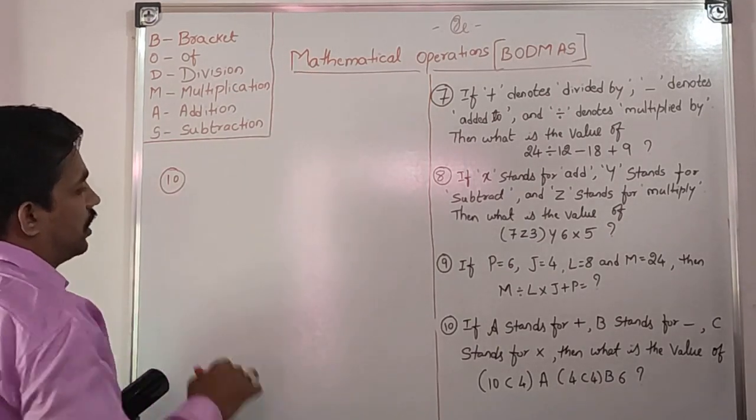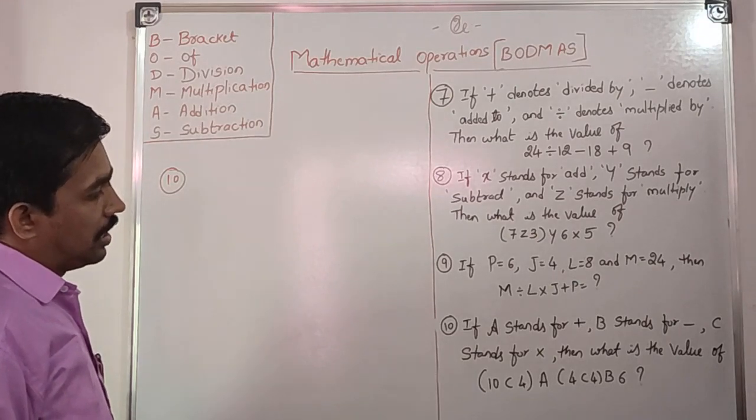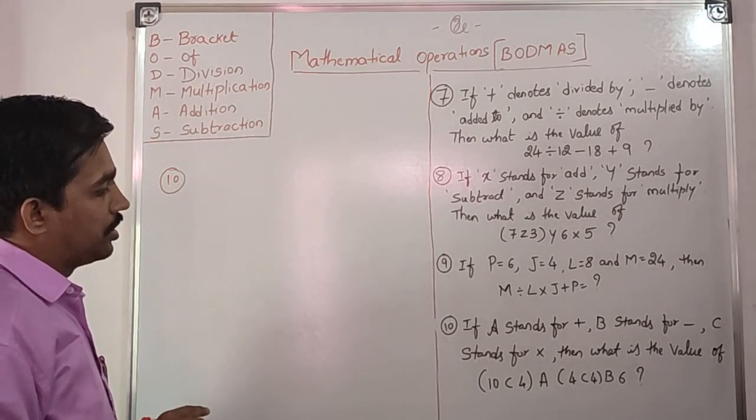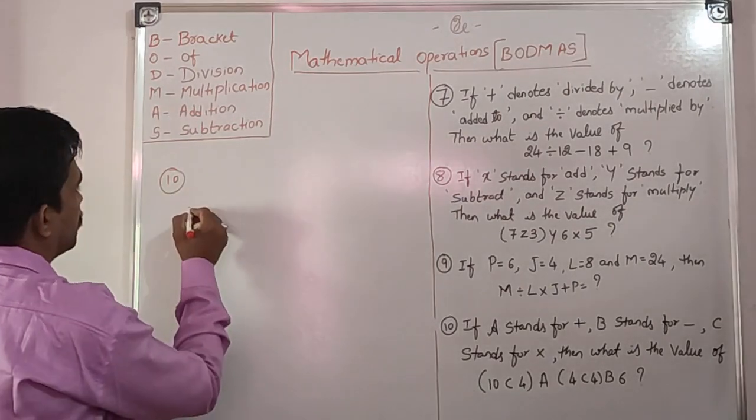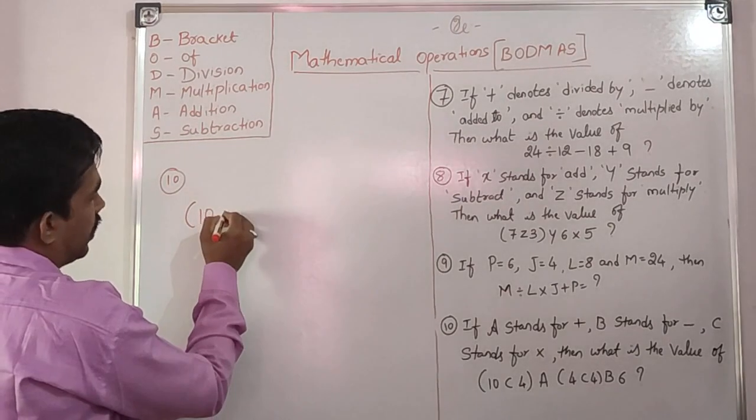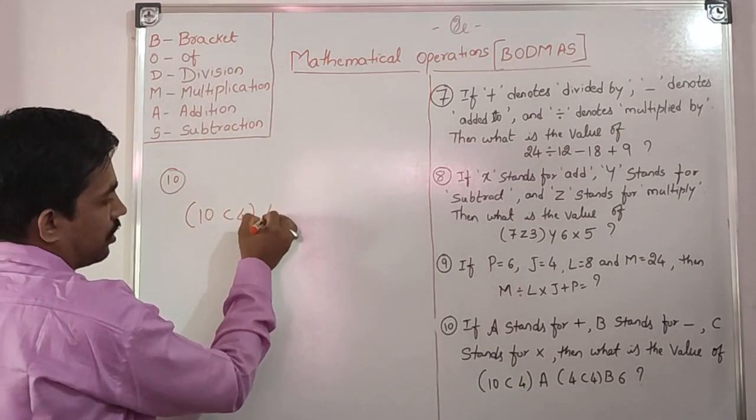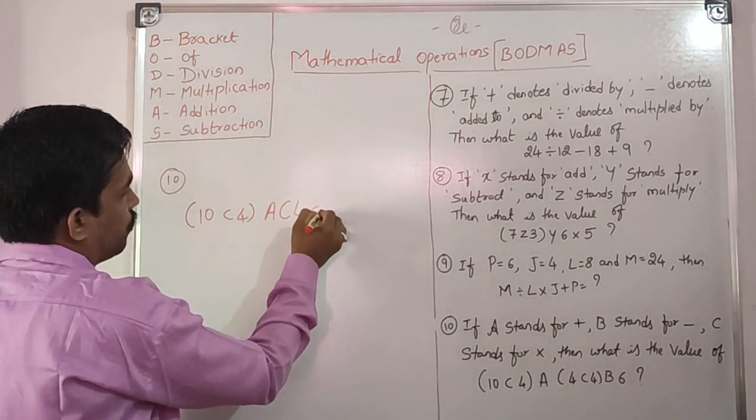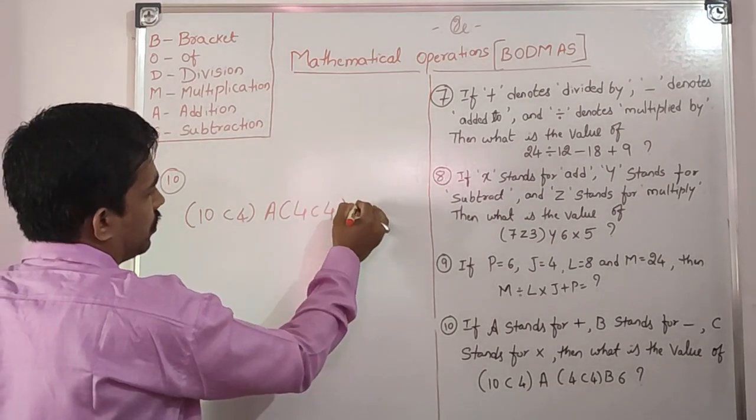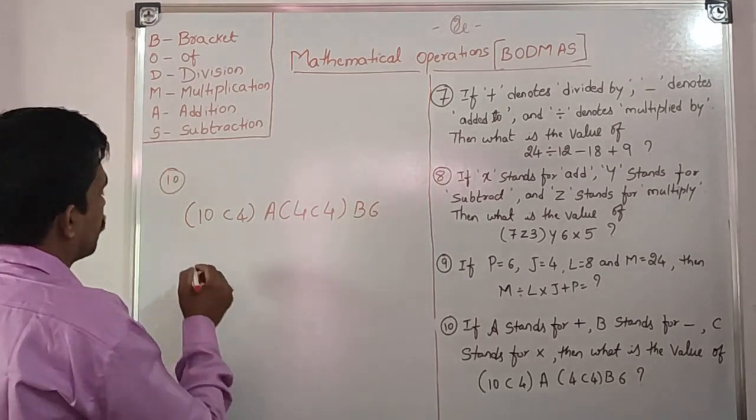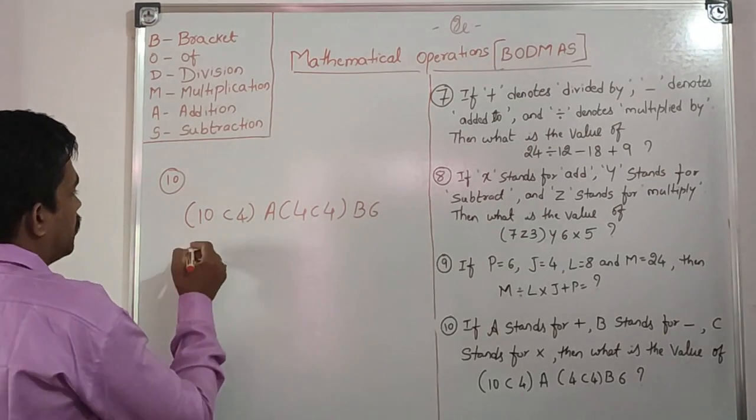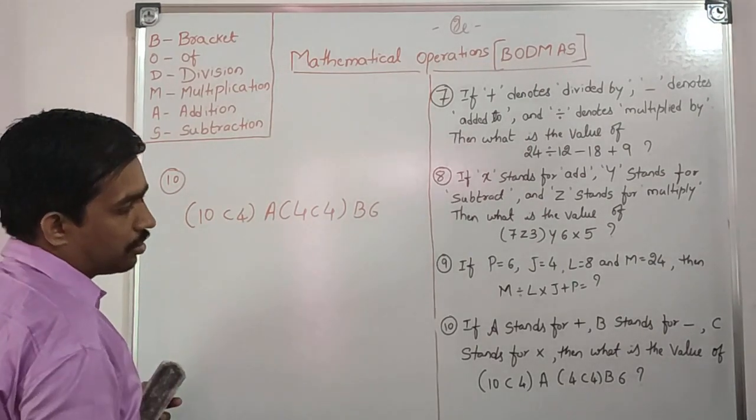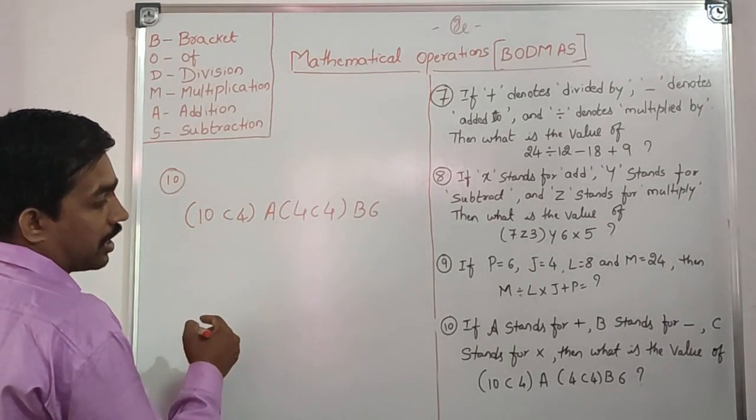And then coming to the 10th question, it is also the same as your previous questions, but here they have given bracket questions. 10C4A4C4B6. Now according to BODMAS rule, we have to solve the bracket first. So first we substitute the alphabets with the numbers and signs.